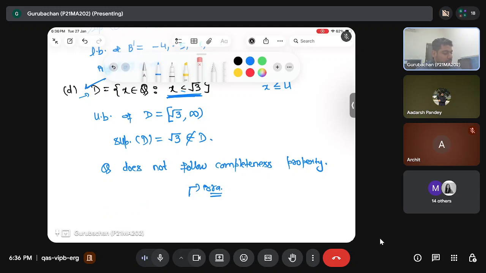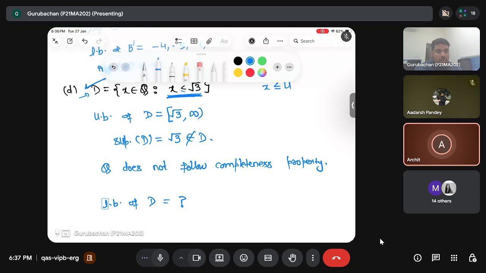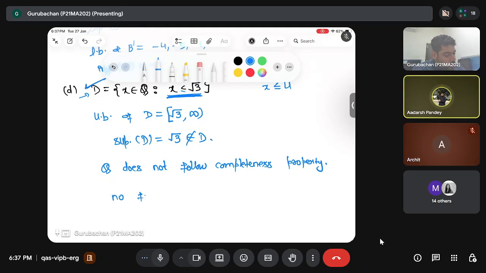One thing left in this particular example: what will be the lower bound or infimum? It will be not defined. Not defined. Yes, sir. A finite infimum does not exist.